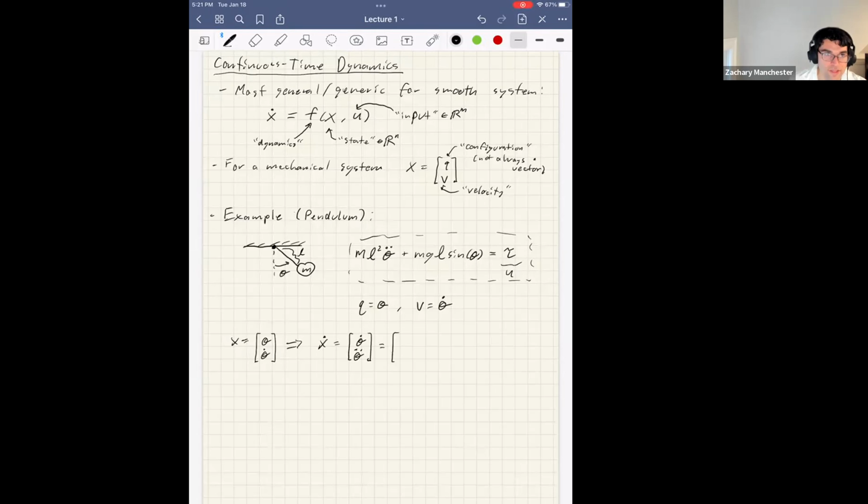obviously theta dot, we've already got that in the state vector, so that's super easy. That's just theta dot. And then theta double dot, we're just going to solve this equation in the box for theta double dot and move things over. So we're going to get minus g over L sine theta plus 1 over ml squared u.